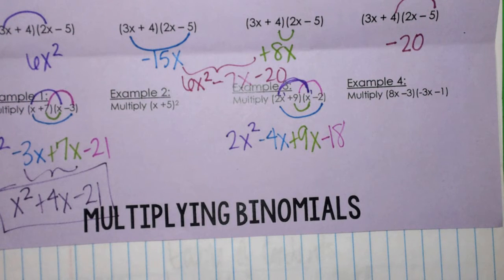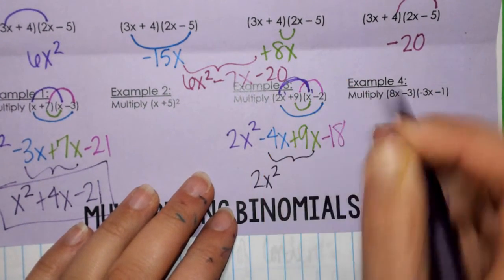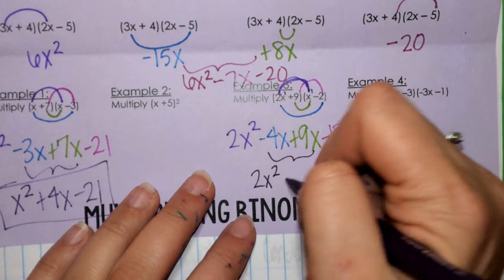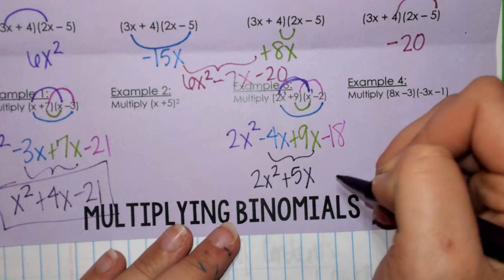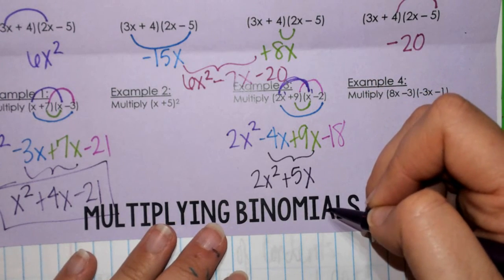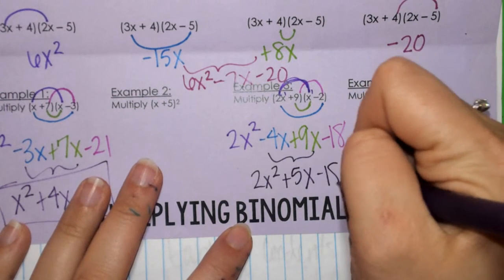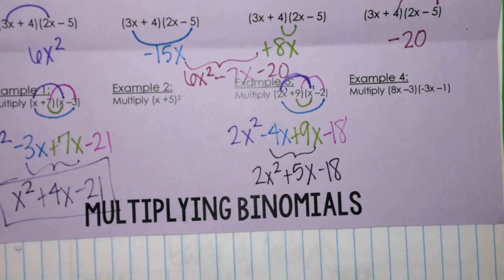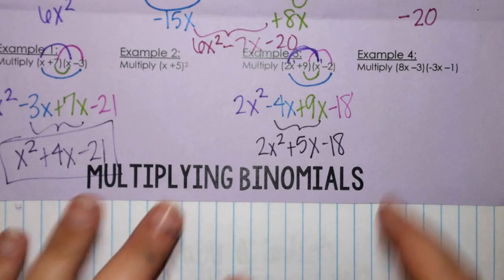Now, do we have any like terms to combine? Yes. That gives us 2x squared. What's negative 4 plus 9? It's positive 5x. Do I need an x squared or just x? Just x. When you're adding, you don't add the exponents. You only combine exponents when you multiply. And bring down negative 18. This is simple.